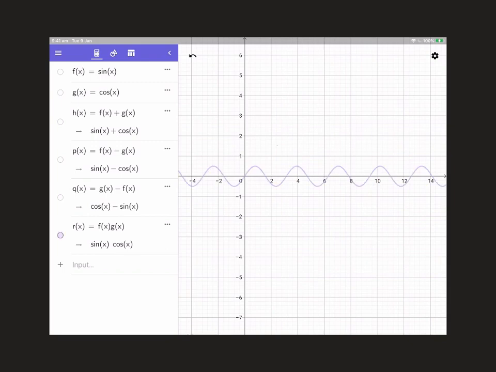And there is the product function, sine of x times cos of x. And you can see that it's smaller than the original sine graph and the original cos graph because you're multiplying the values together. And both of the values for sine and cos have a maximum of 1 and a minimum of -1. And so when you're multiplying fractions together, you'll get a smaller value. And hence the y values for the multiplied function are smaller.